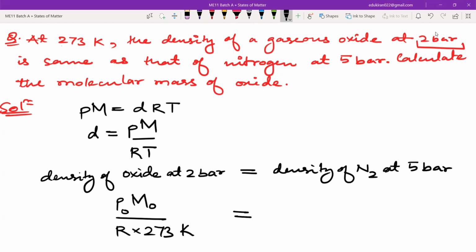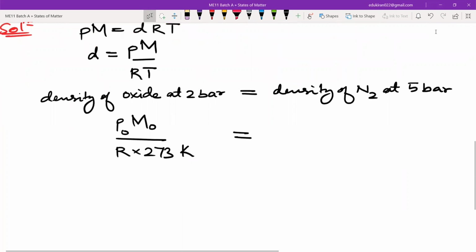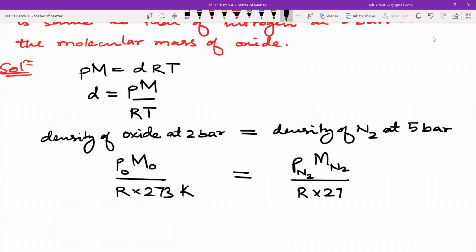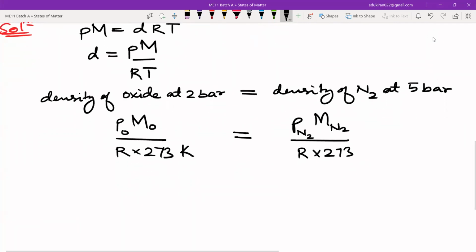Correct? This will be equal to the density of N2 at 5 bar. So what is the density of nitrogen? We can write pressure of N2 into the molar mass of N2, divided by R into 273. So we can write pressure of oxide, that is 2 bar into MO. So R and 273 Kelvin can be cancelled out. Yes or no?